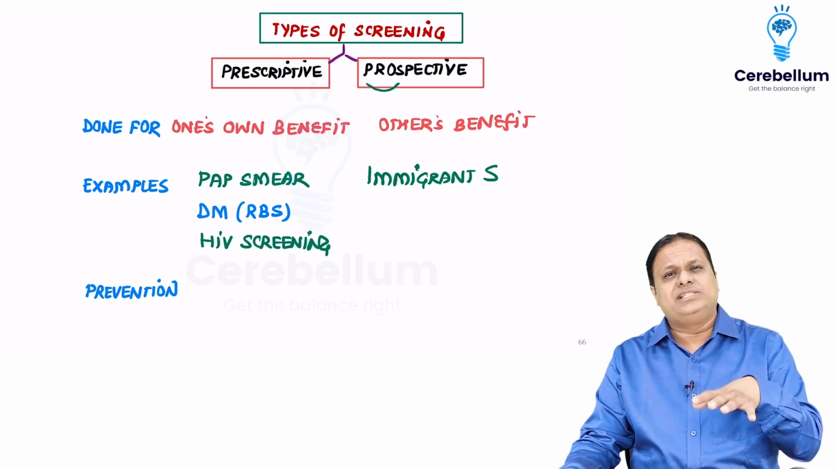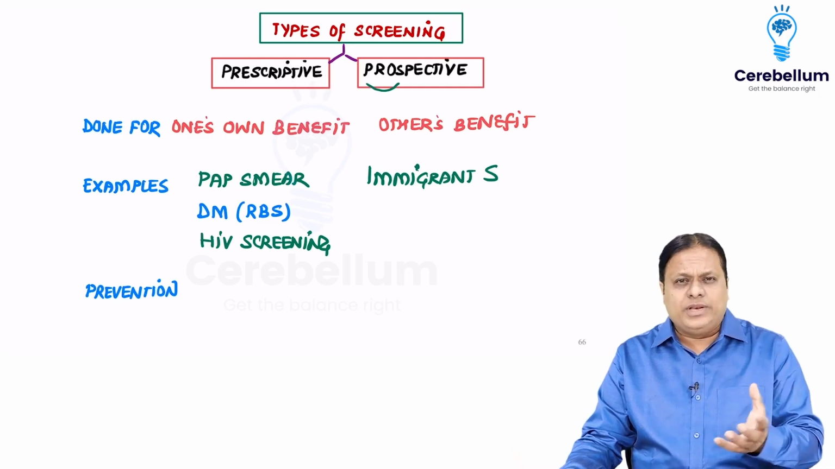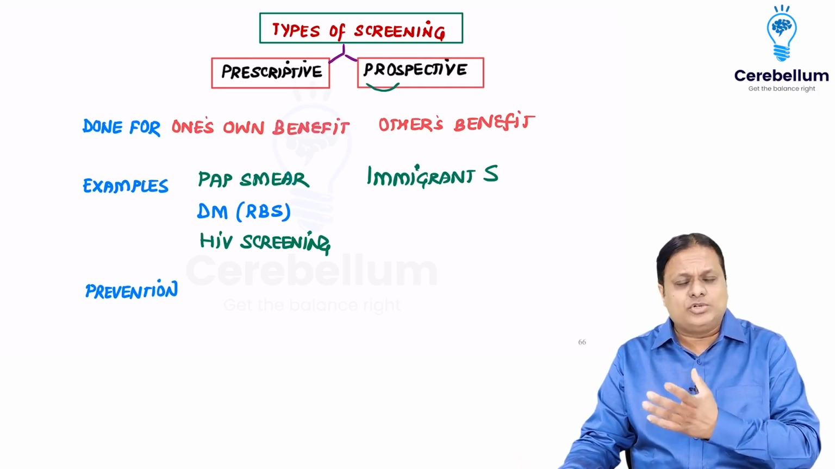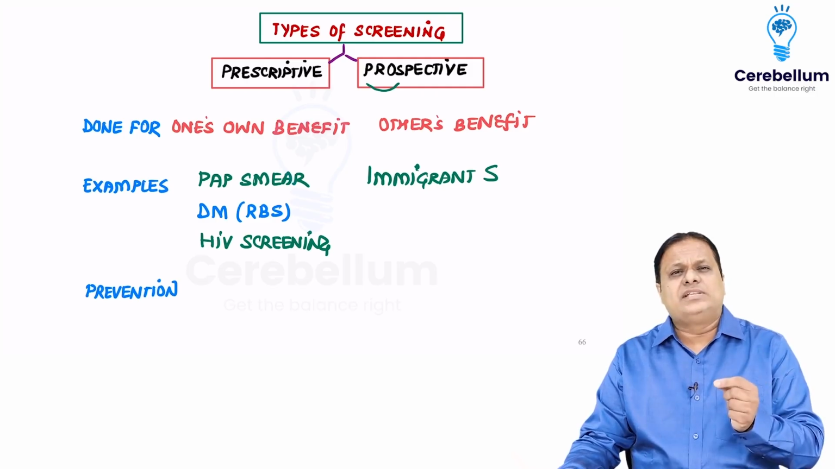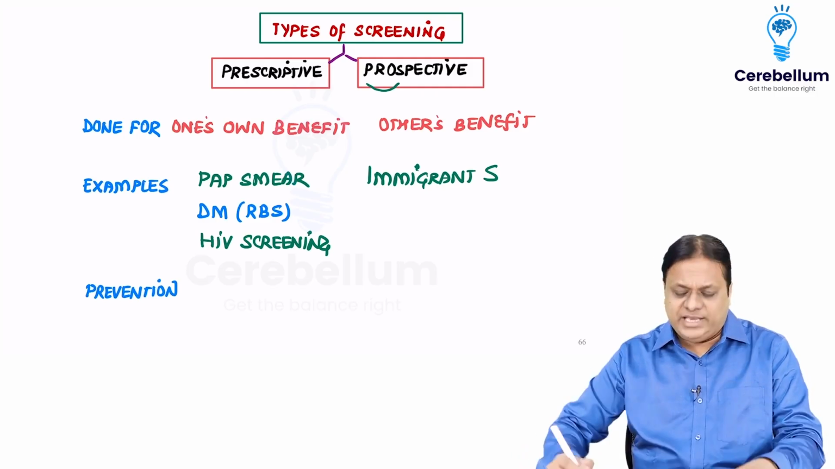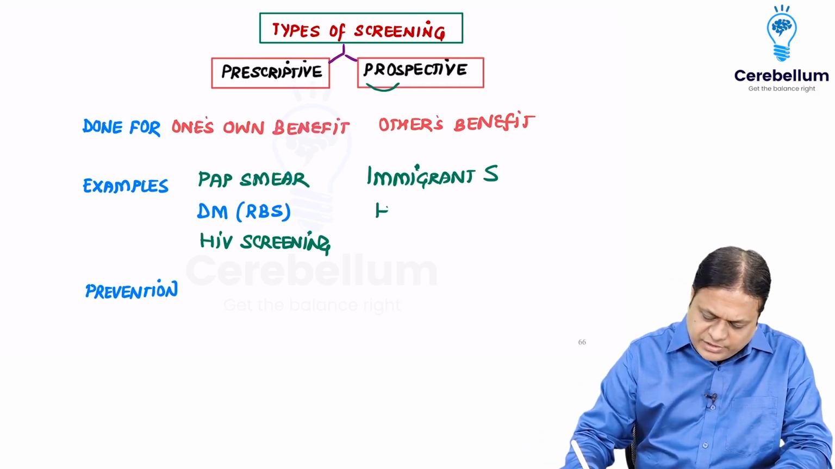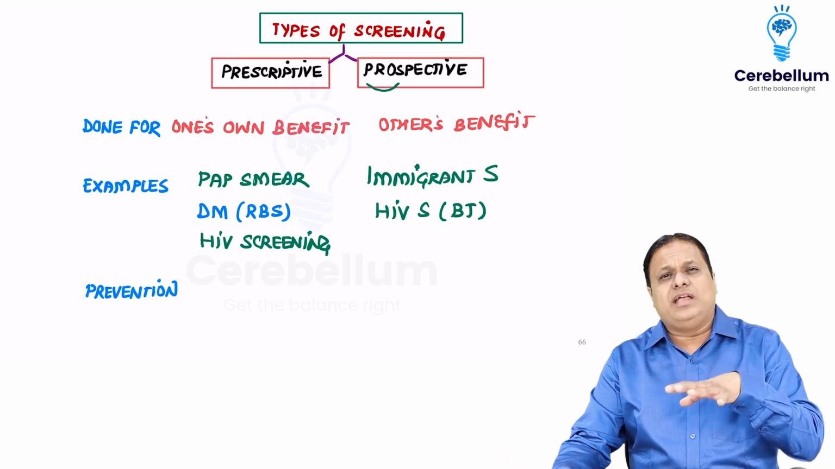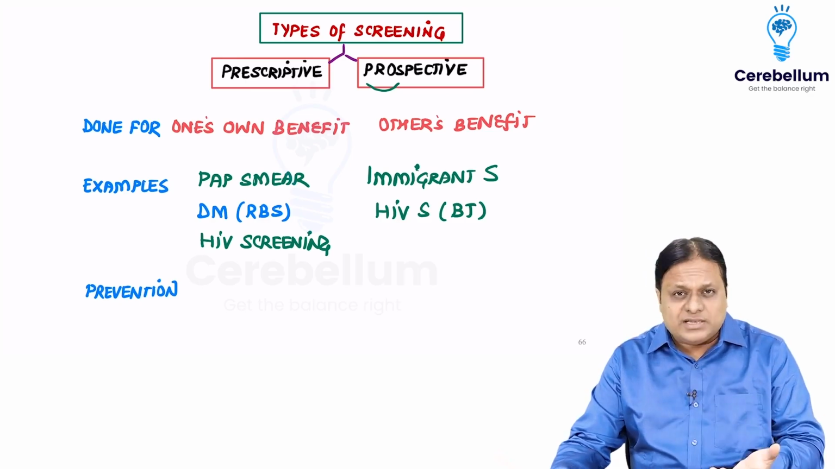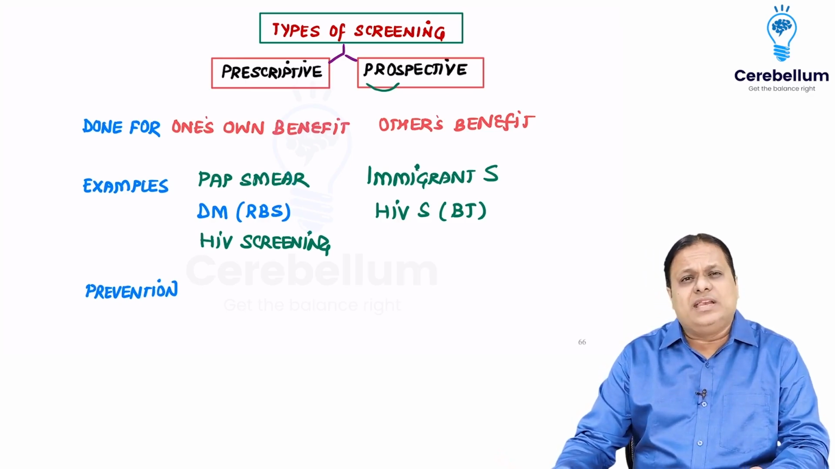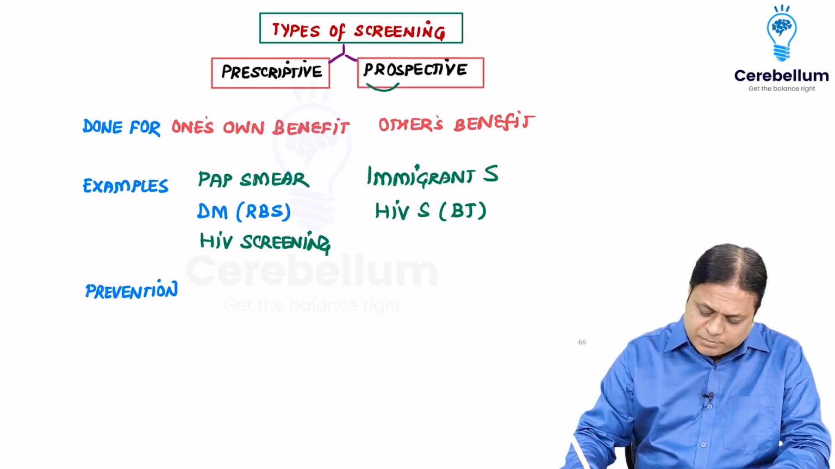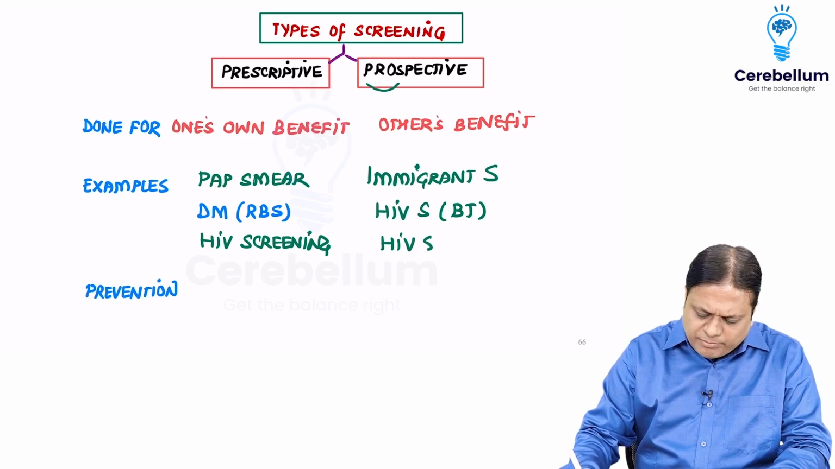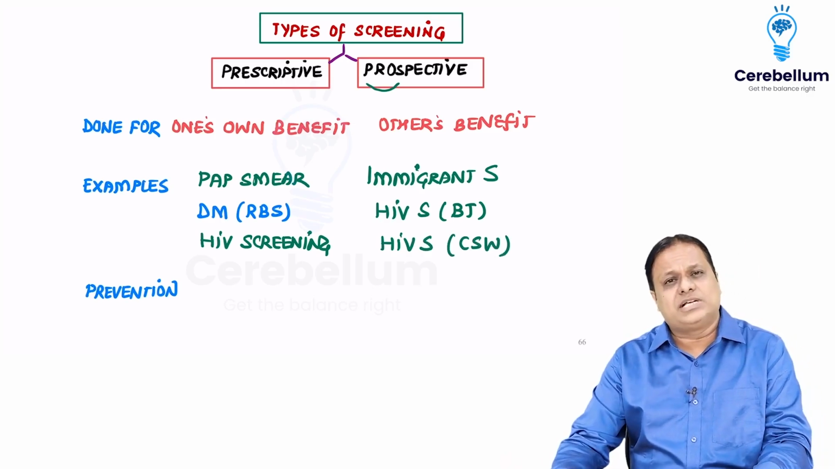Is my patient having HIV? Do I need to start treatment? Do I need to give prophylaxis to prevent opportunistic infections? HIV screening before blood transfusion? Yes, that is prospective. We don't want a healthy recipient to get HIV positive blood due to our mistake, right? HIV screening among commercial sex workers, again prospective. It is for the benefit of the client population that we test HIV in commercial sex workers.